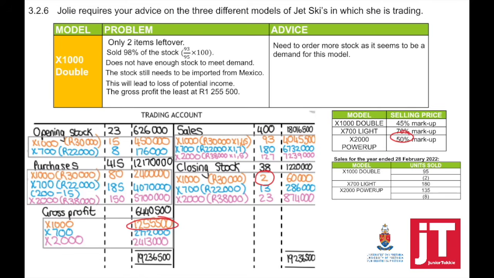So what advice can we give? We need to order more stock as it seems to be in demand for this particular model. We could increase the markup percentage to increase the gross profit. If you look at the gross profit there, it's 45%, which is the least out of all of the other models. So I can increase the gross profit. This is a popular brand, as long as it's still below what my competitors are asking.